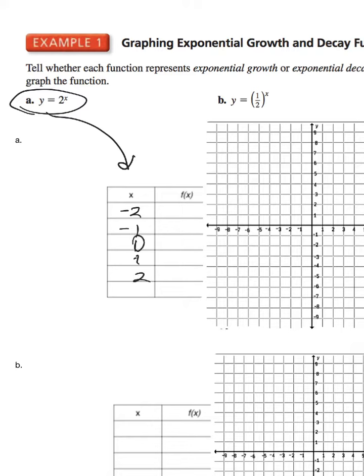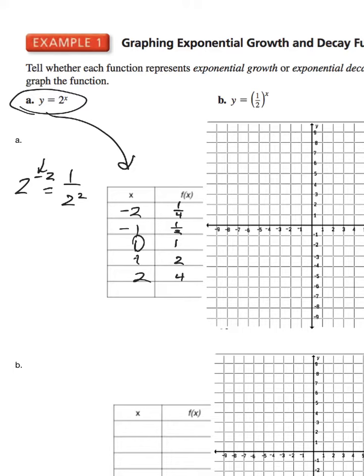So 2 to the -2: remember, the negative flips it, so we get 1 over 2 squared. That's our 1/4. Similarly, 2 to the -1 just becomes 1/2. Anything to the 0 is 1. 2 to the 1 is 2. 2 squared is 4. And we graph these points, and let's see what we get.